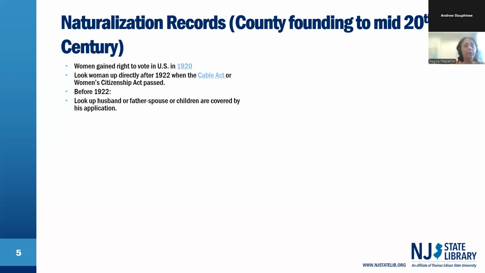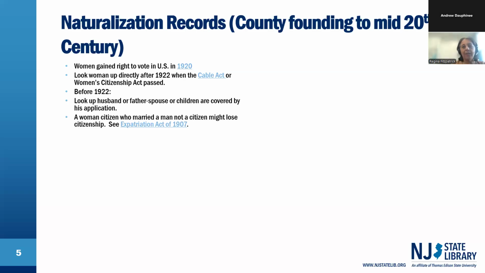Before 1922, she might still have naturalized in her own right. Like my great great grandmother was a widow and she came over here from Italy with two small kids. She naturalized in her own right because she wasn't married at the time, and she got naturalization for her two minor children as well. But if she was married or if she came over with her family, she may have naturalized under her husband or her father.